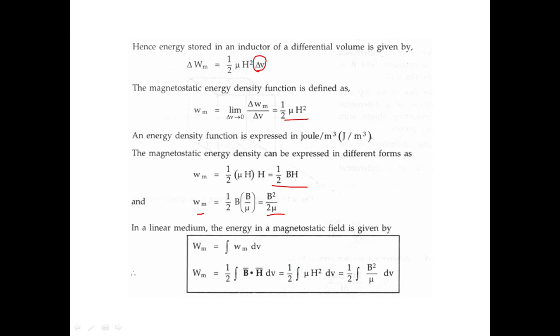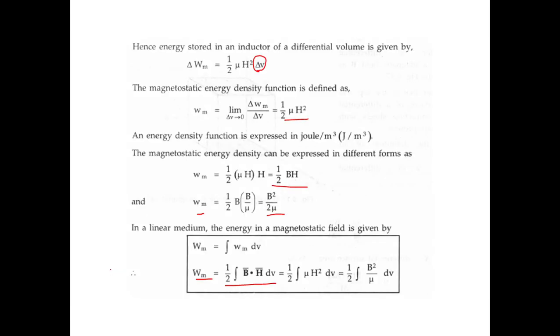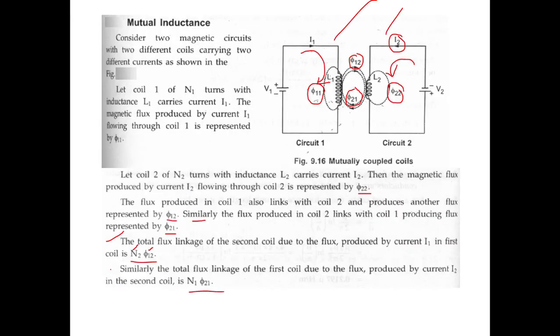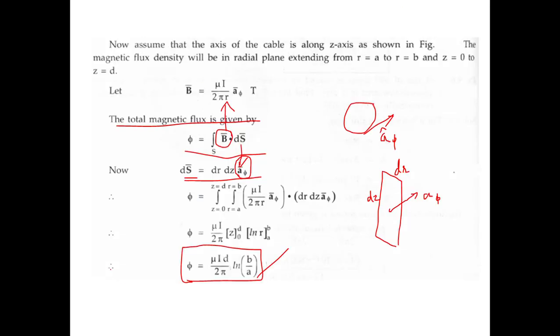So these are the two equations. Wm is equal to half of B vector dot H vector dV, which is equal to half mu H square dV, in different forms. When you substitute the equation for B, you will get this one. When you substitute the equation for H, we will get this one. This is only in terms of H, this is only in terms of B, and this is in terms of both B and H. So this is the equation for magnetic energy. Right? These are the things which I had not discussed earlier, so I made a lecture on this one.